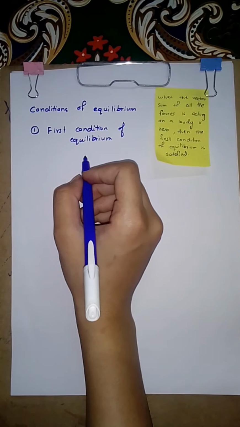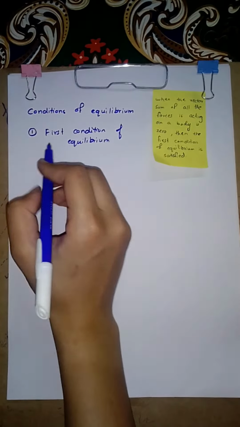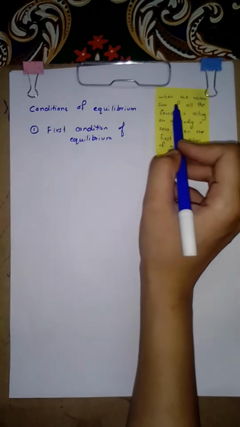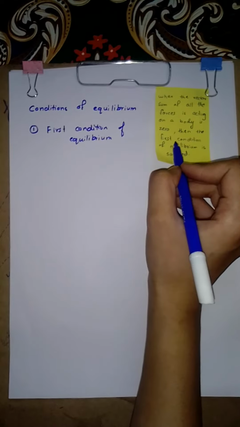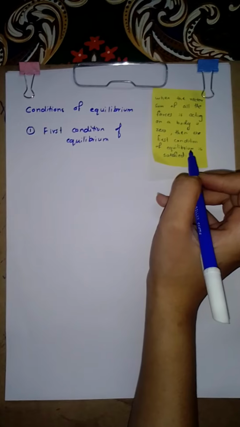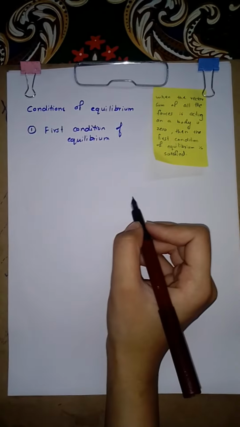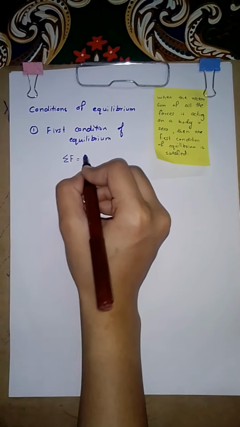First of all, we are going to discuss the first condition of equilibrium. According to the first condition of equilibrium, when the vector sum of all the forces acting on a body is zero, then the first condition of equilibrium is satisfied. For the first condition, the vector sum of forces should be equal to zero.